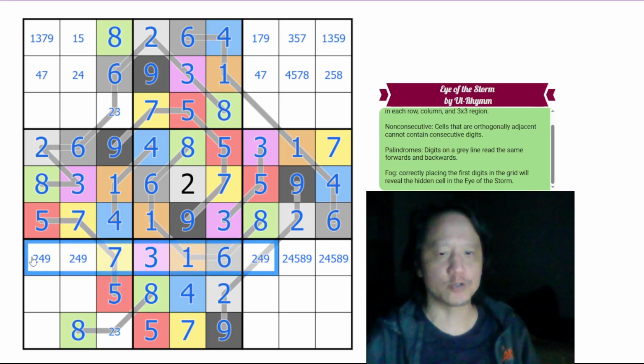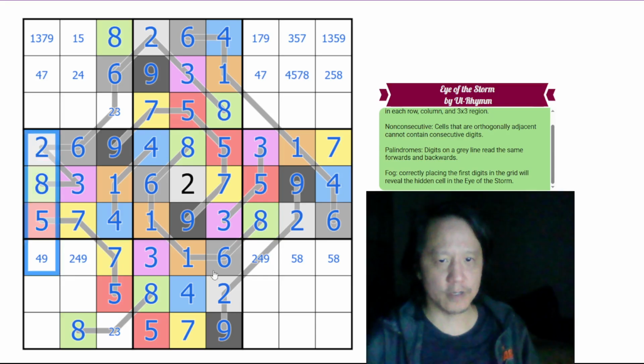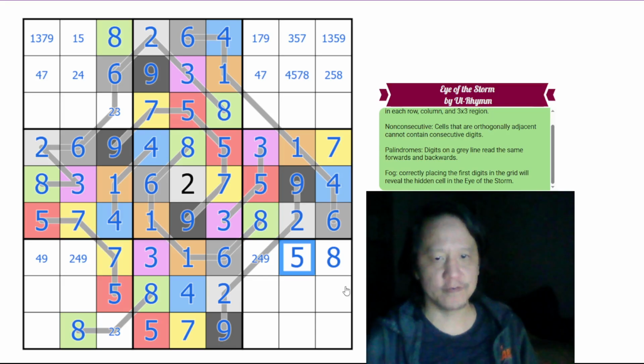We have a 2, 4, 9 triplet in row 7, which eliminates 2, 4, 9 in the rest of the row. So this is a 5, 8 pair here. This can't be 2 because of the 2 in the column. 5 cannot be consecutive with 6, so this is 8. This is 5. 5 can't be consecutive with 4, so this is not 4. So 4 has to be one of those 2. 9 cannot be consecutive with 8, so this is 2, which means this can't be 2. So there we go. So then 5 eliminates 5 here. This 8 eliminates 8 here.